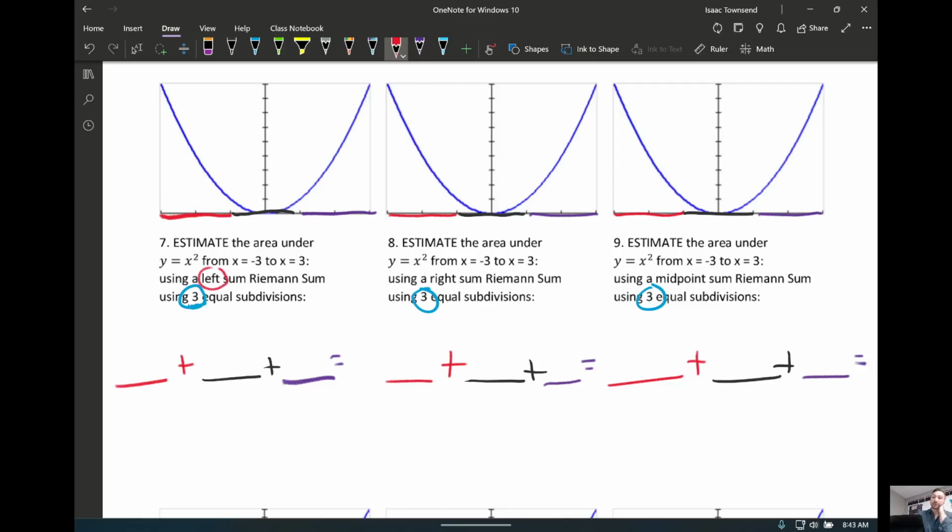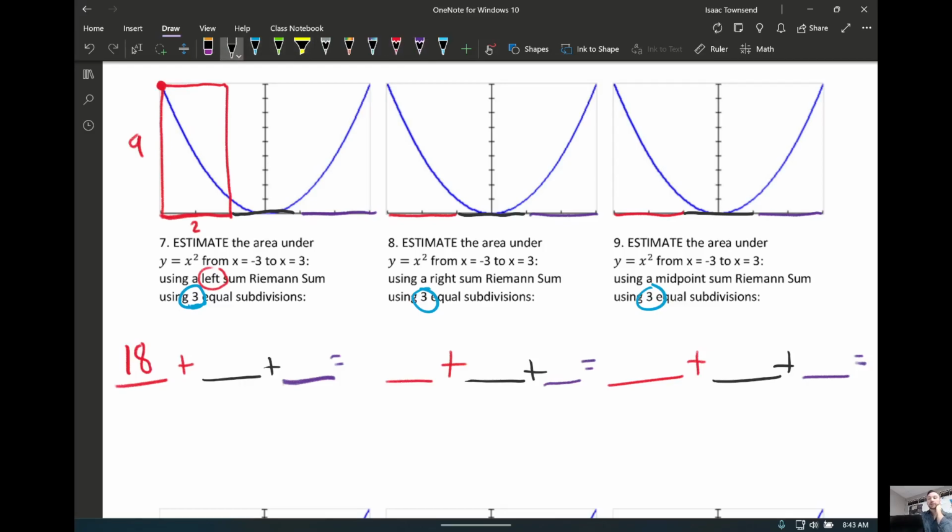A left Riemann sum means that for a rectangle, you go to the left x-most value, and wherever it hits the function, that determines the width of your rectangle. So you're going to draw that to the right, and our first rectangle is going to be 2 by 9, or 18 square units.